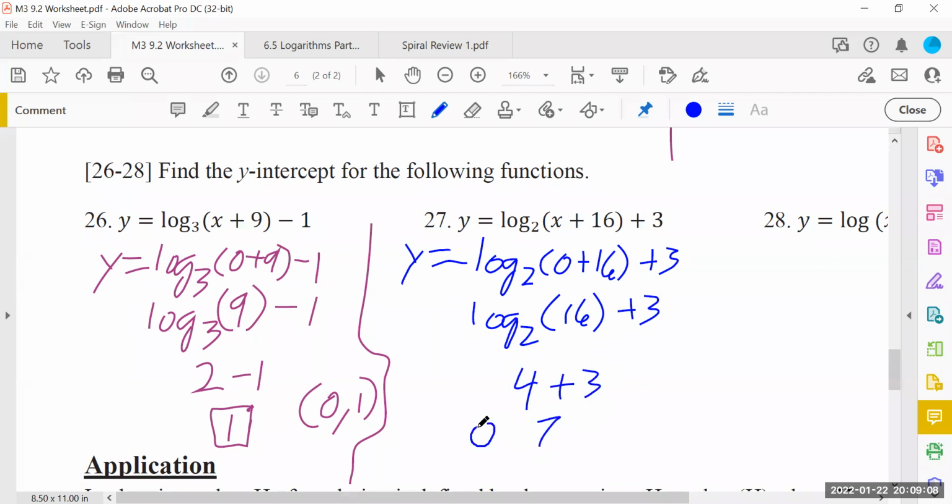So I have the point (0, 7), right? I put in 0, I got out 7. That's my y-intercept.